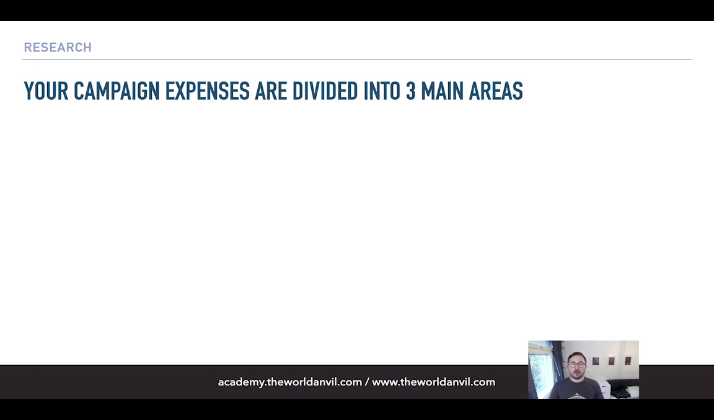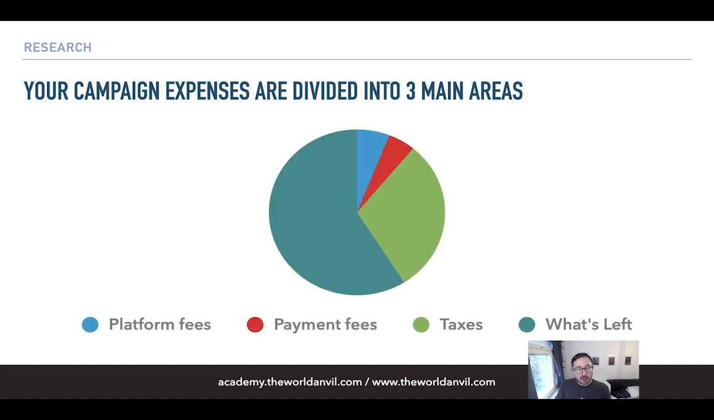I know this is going to be everybody's favorite lesson because it talks about expenses. So your campaign expenses are divided into three main areas: platform fees, payment fees, taxes. What is left is a sum of your profit and also the money that you actually need to make the game and produce it.